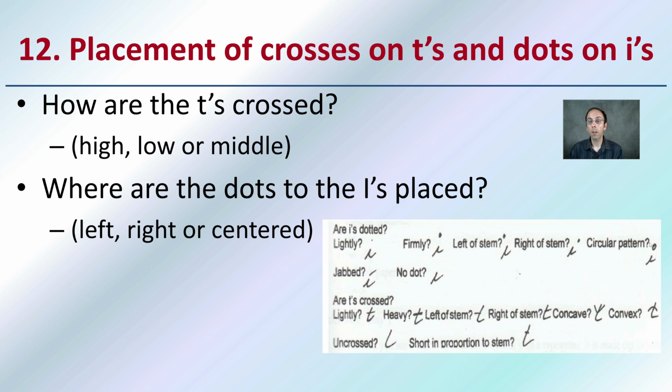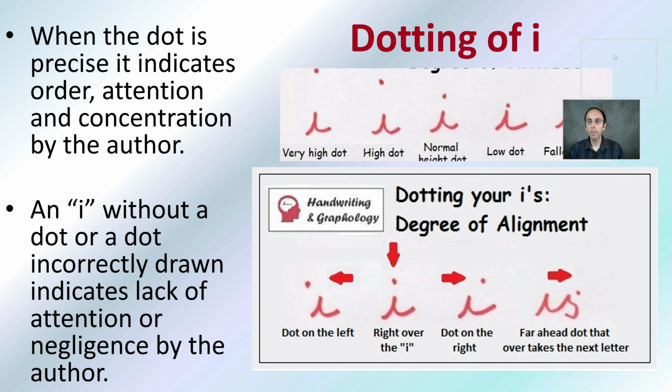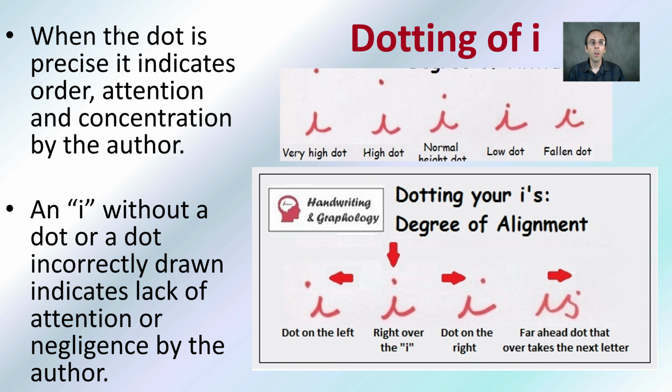Are the dots of the I's a little circle? Are they a true dot? Where's that dot placed? The dotting of the I can be quite interesting. When the dot is precise, it indicates order, attention, and concentration by the author. An I without a dot or a dot incorrectly drawn indicates a lack of attention by that person, or a kind of negligence by the author. Were they in a rush? Could that play into it as well?